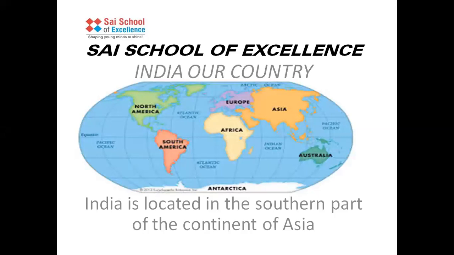Now children, look at the different colored areas in the given map. These are land masses. Large land masses are called continents. The world has 7 continents. How many continents are there in the world? Yes, there are 7 continents. And the names of the 7 continents are North America, South America, Europe, Africa, Asia, Australia, and Antarctica.